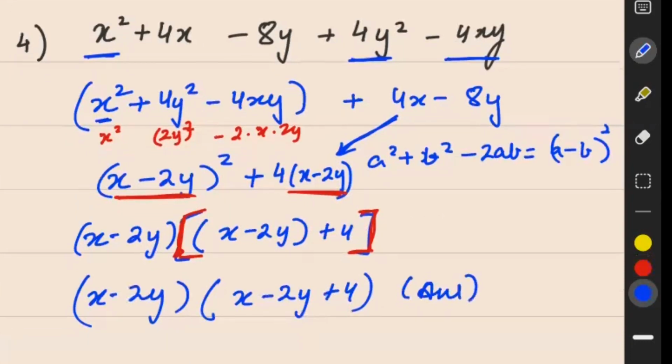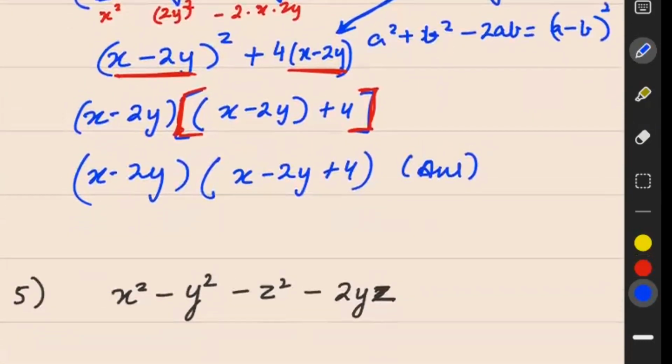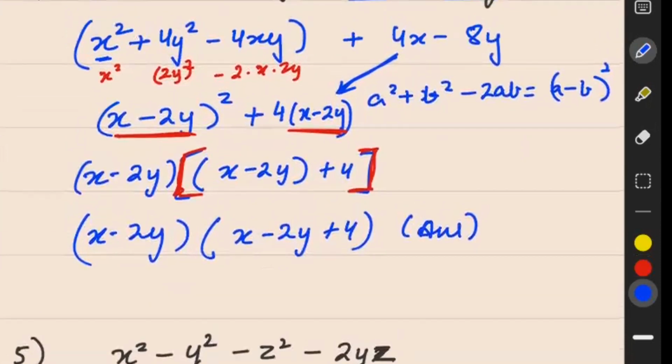Next two questions, try and solve it yourself, it will give you more confidence. Or pause the video, try it. If you don't get it, then watch the solution for this.